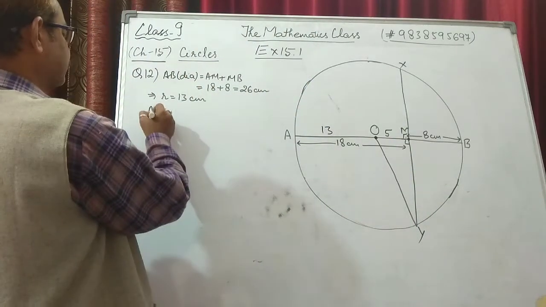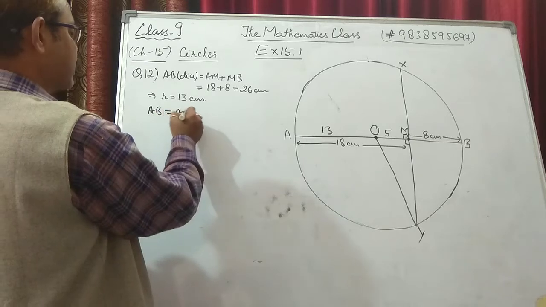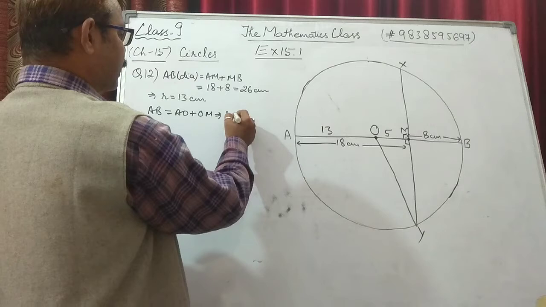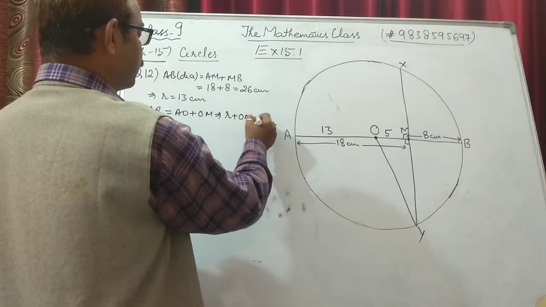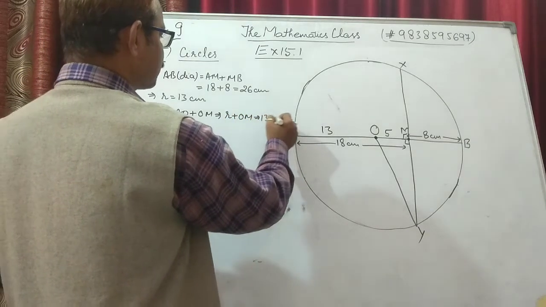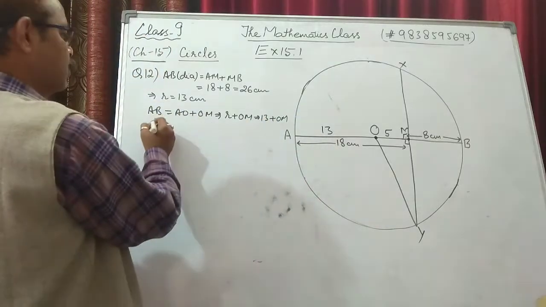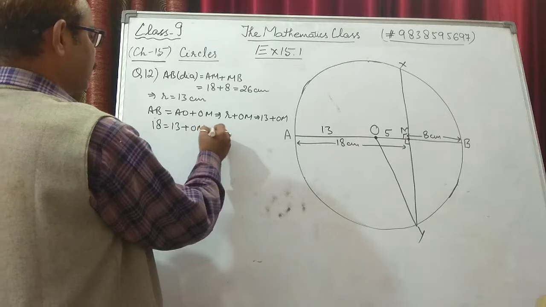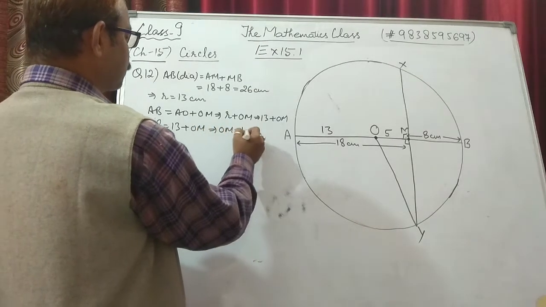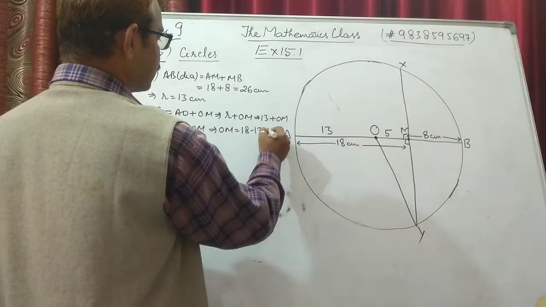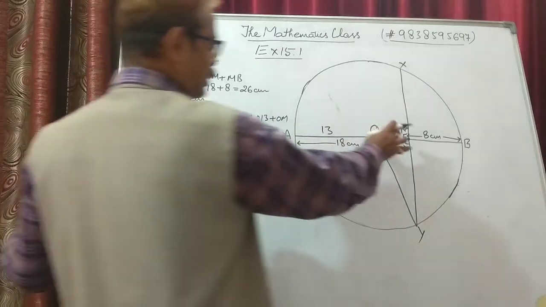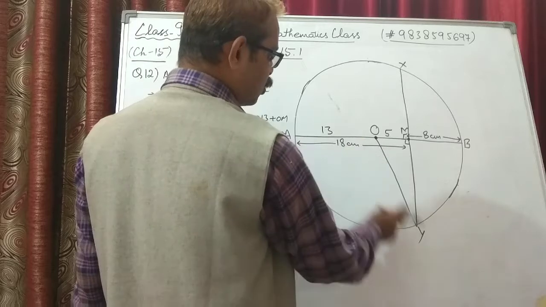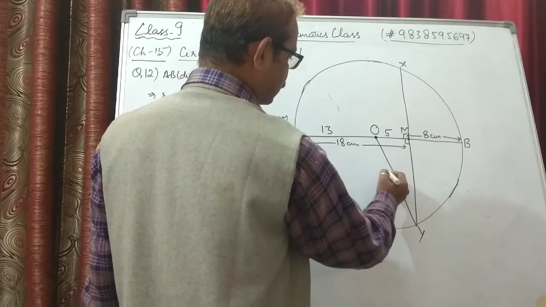Because AB can be written as AO plus OM. AO is the radius, plus OM. The radius we know is 13, plus OM. So AB was 18, it is given. 18 is equal to 13 plus OM, which implies that OM is equal to 18 minus 13, that is 5 centimeters. This distance is 5 centimeters. And OY, you know OY is the radius and the radius is 13.